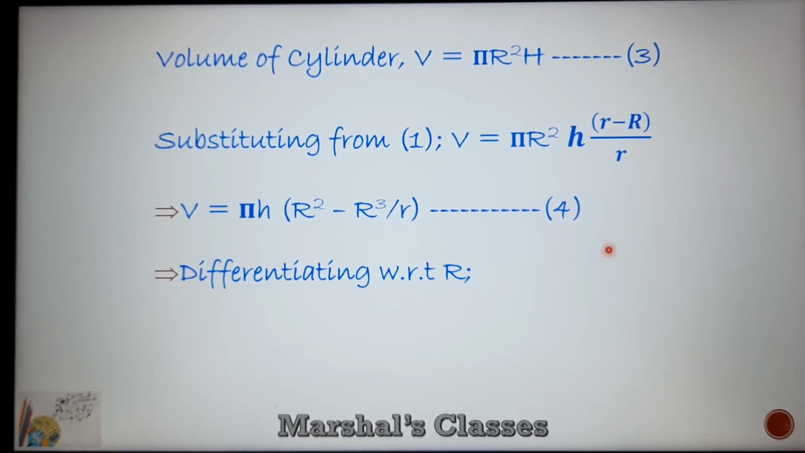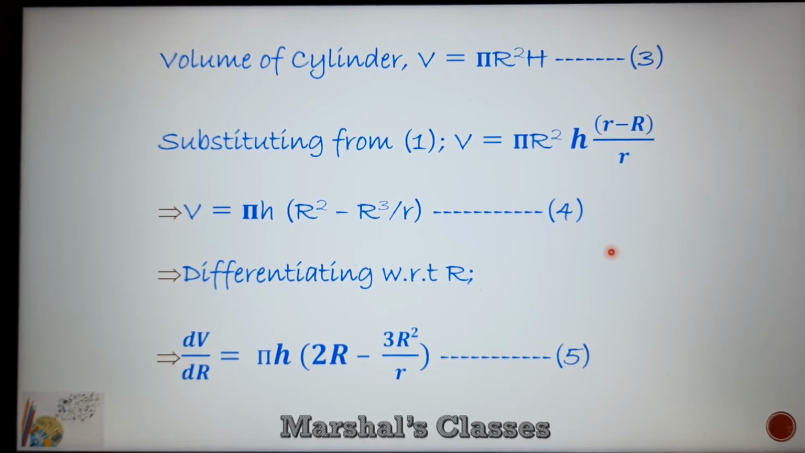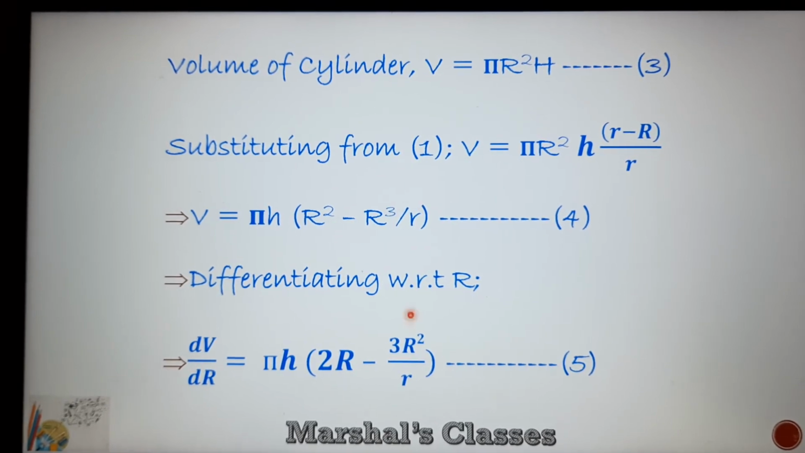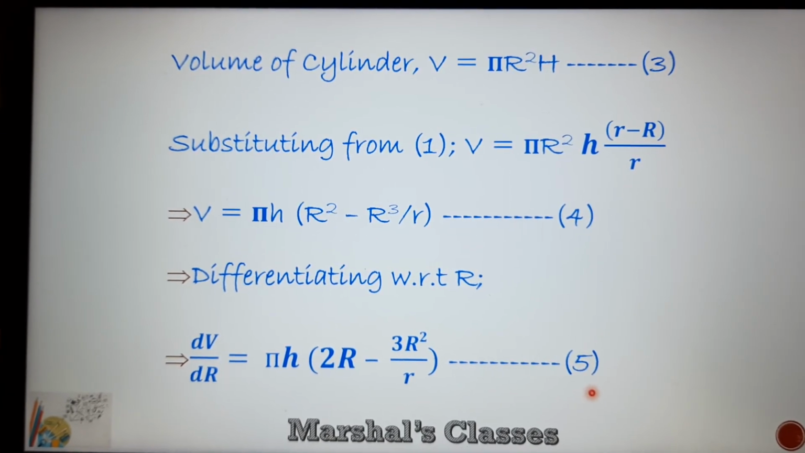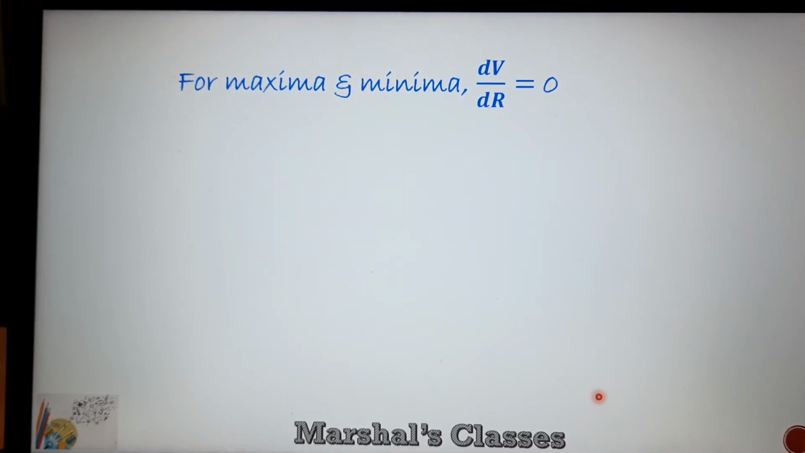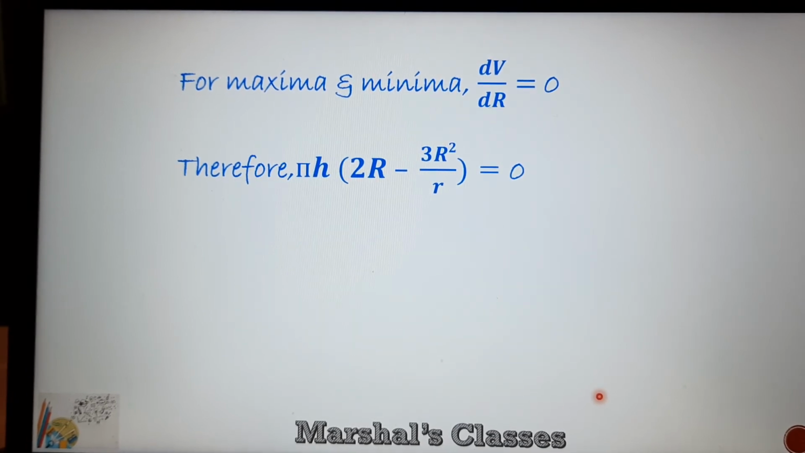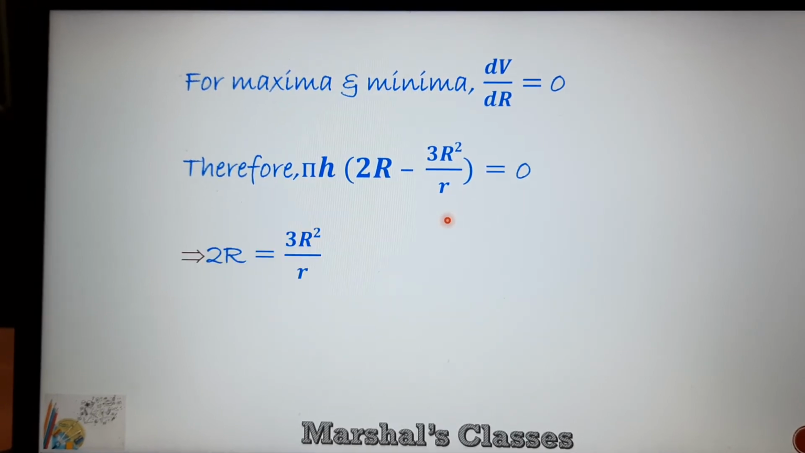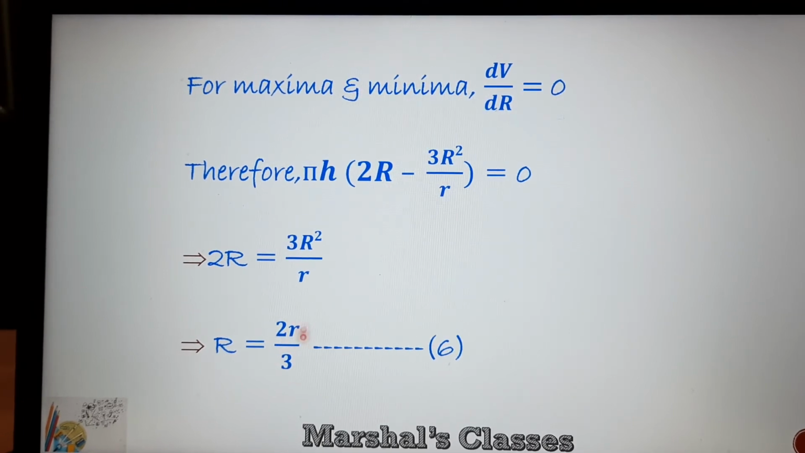We differentiate the volume with respect to radius R. dV by dR is equal to pi h into (R square will become 2rR, R cube will become 3R square) by r. This is equation number 5. And we know that for maximum or minimum volumes, dV by dR is equal to 0. So we equate the RHS of equation 5 to 0. We have pi h into (2rR minus 3R square) by r is equal to 0. And on further solution, we get that capital R is 2 times the small r by 3.